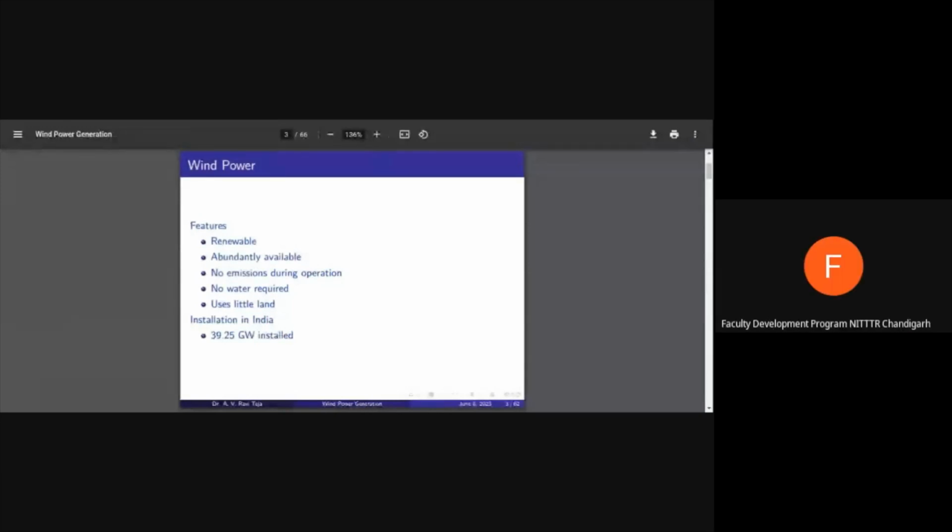Participants are requested to kindly switch off their microphone. Pitambaram, please kindly switch off your microphone. Hello, so you can continue now.